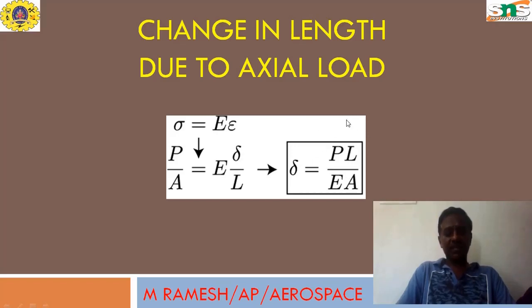When applying this mathematical expression, the units must be followed. If load is in Newton and length is in meter, then Young's modulus must be Newton per meter square and area must be meter square. If load is applied in kilonewton and length is in millimeter, then you can use Young's modulus as kilonewton per millimeter square and area as millimeter square. Accordingly, the units must be followed in mathematical applications so that we get the correct answer, otherwise we will have an error.